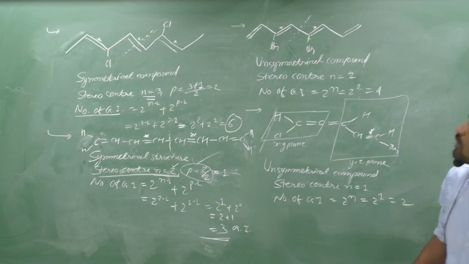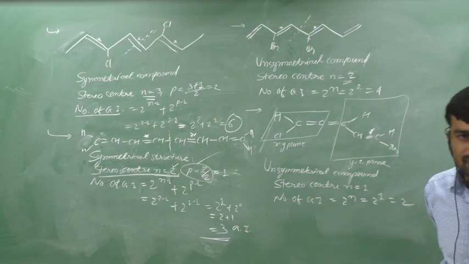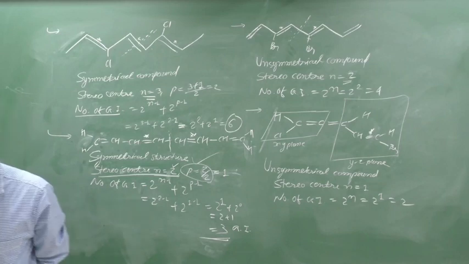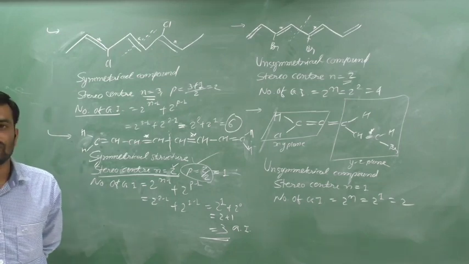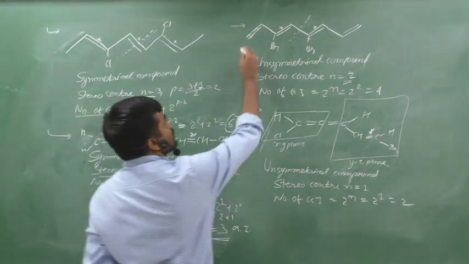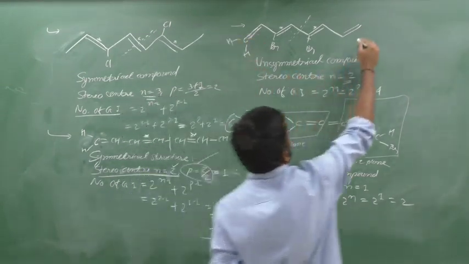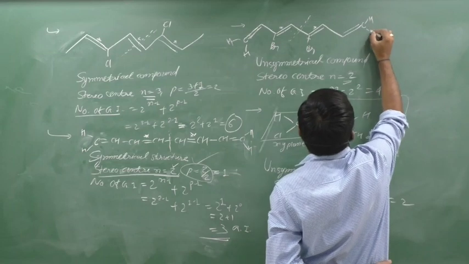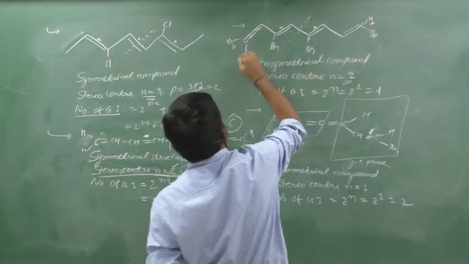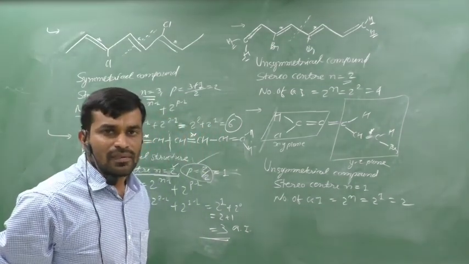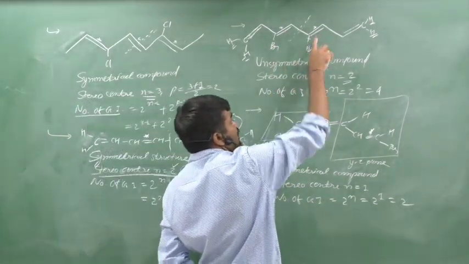Now we can think about stereo centers. The number of double bonds is 4, but the number of stereo centers is 2. Why? Because it is CH2, and this one is also CH2. It is the same. Therefore, these double bonds are not stereo centers. These two are the stereo centers.